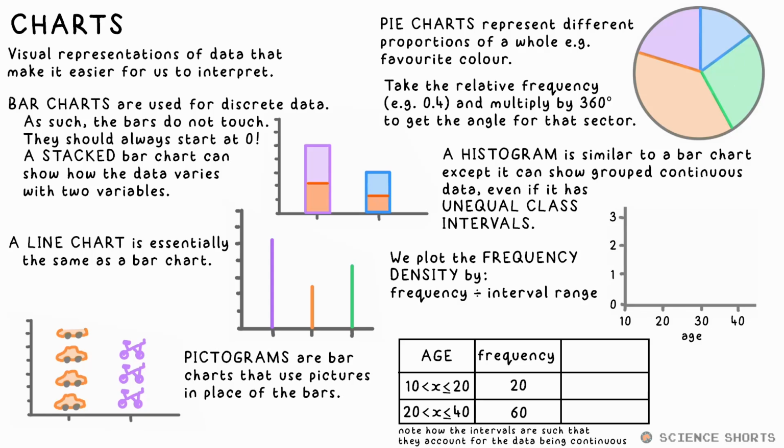Take the frequency for an interval, then divide by the range of values in that interval. So 20 divided by 10 gives us a frequency density of 2. We plot that for the first group. Then 60 divided by 20 for the second age group gives us a frequency density of 3. So we plot that spanning that interval.